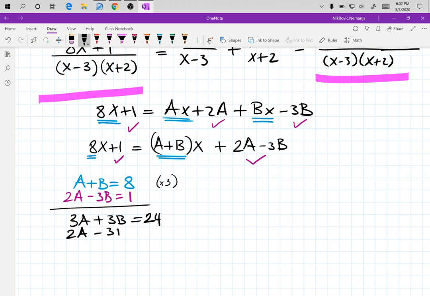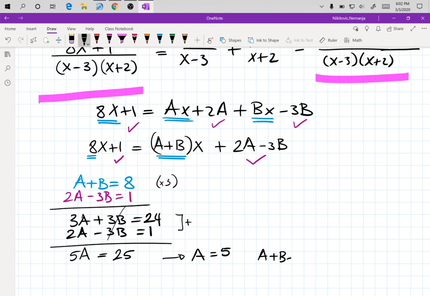2a minus 3b equals 1. We are not changing the bottom equation at all. And now when you add the two equations, the b's would cancel. I have my 5a equals 25, from where a is 5. Hey, we were looking for a 5, right? And now you have a plus b is 8 equation, from where you get that b is 3.